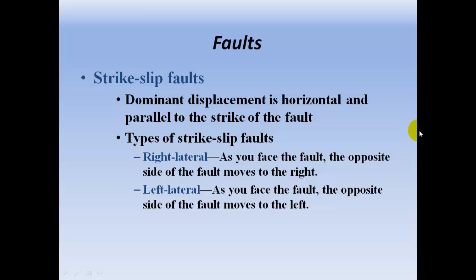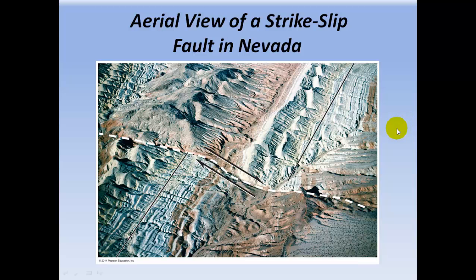In strike-slip faults, the dominant displacement is horizontal and parallel to the strike of the fault. Types of strike-slip faults. So this is a horizontal fault. We have a right lateral: as you face the fault, the opposite side of the fault moves to the right. If you face the fault and it moves to the left, it's a left lateral.